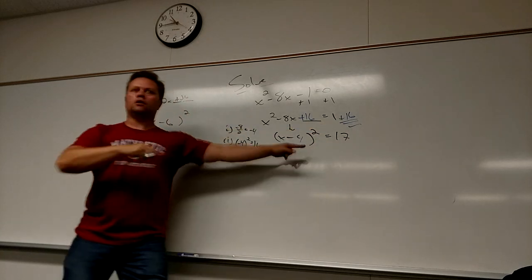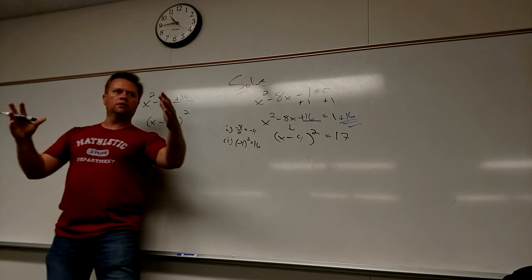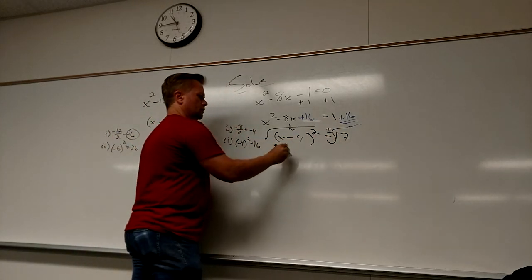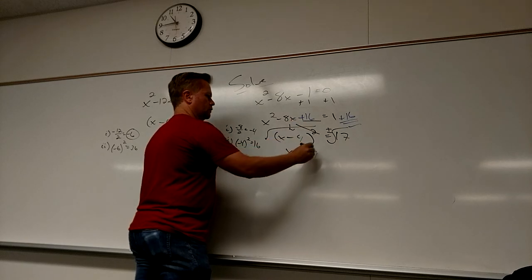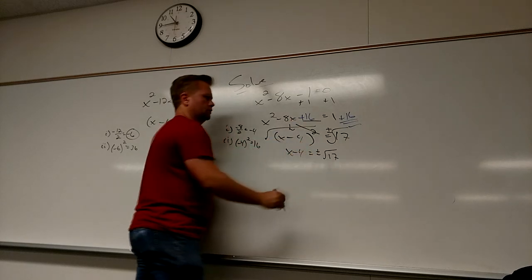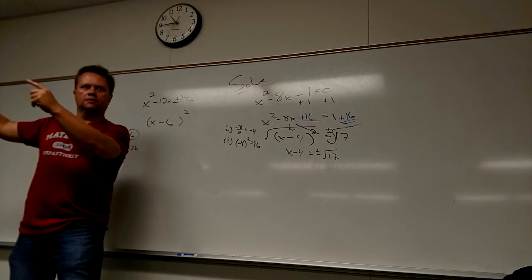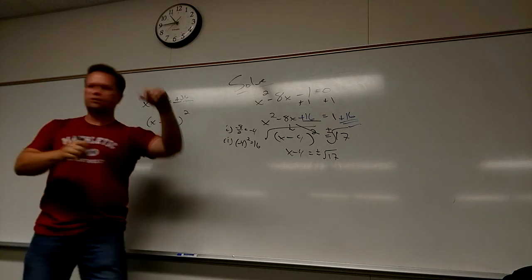And then what can I do to solve this? Now that I put it in this form, square root. Better put plus or minus. X minus 4 is plus or minus the square root of 17. And the last step is just to add 4. It's almost too nice to believe.